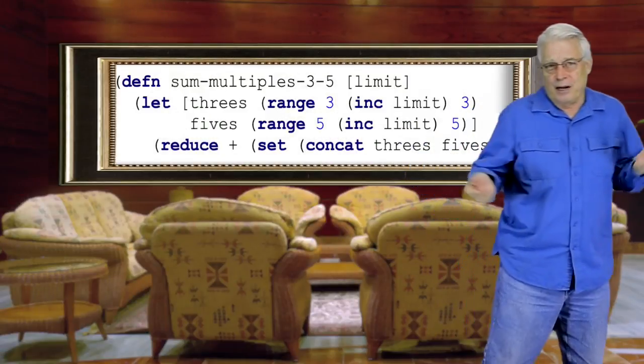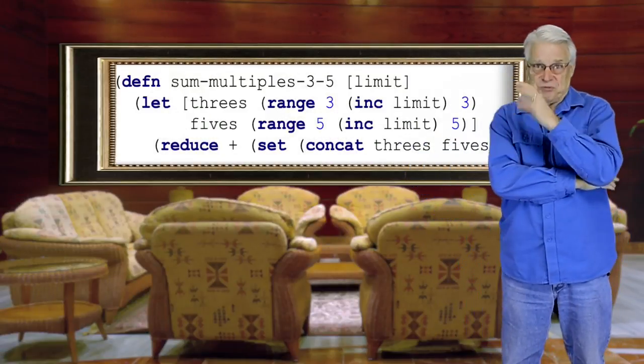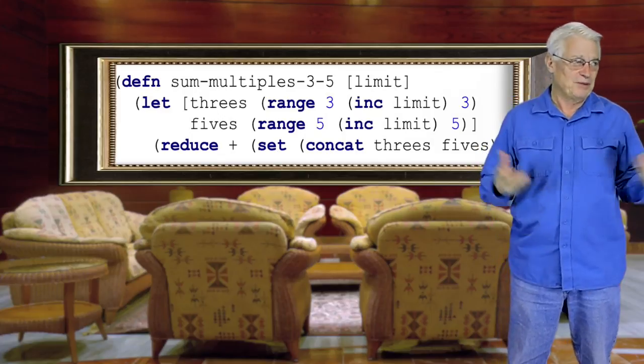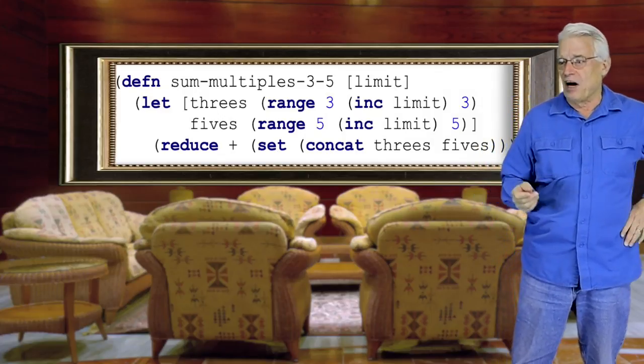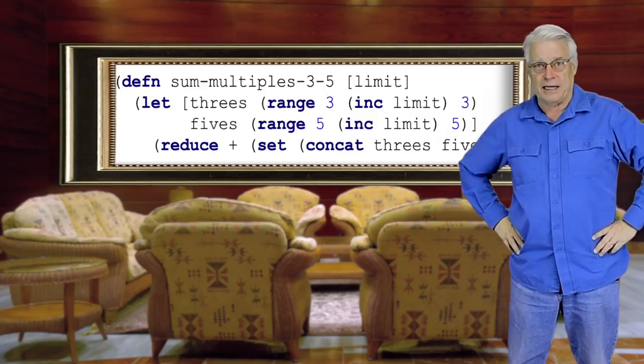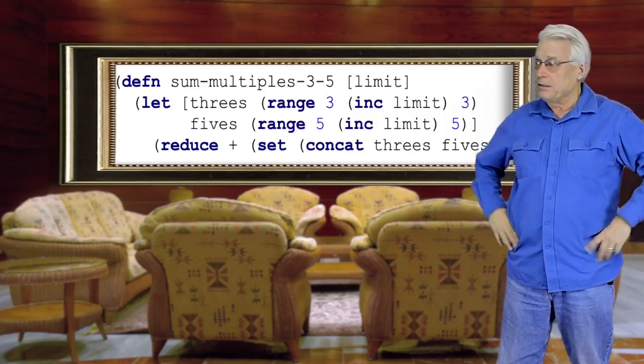So here's the program that I wrote to solve that problem. It's pretty simple. It just computes the multiples of 3 and 5 and puts them all into a set and then adds up all the numbers in the set. Voila!